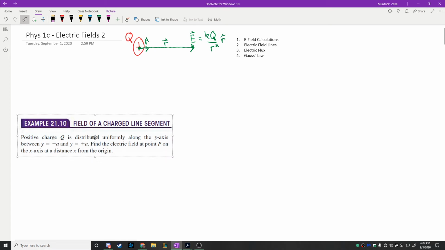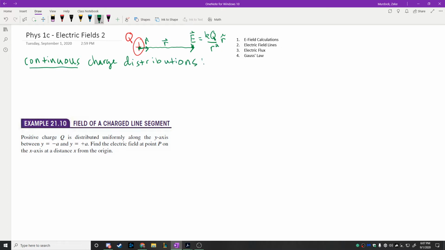So when you have systems with what we call continuous charge distributions, this is as opposed to discrete charge distributions. A discrete charge distribution would be like you have one charge here, another charge here, another charge here. You've got a bunch of different charges, then I ask you, what's the electric field at this location equal to?